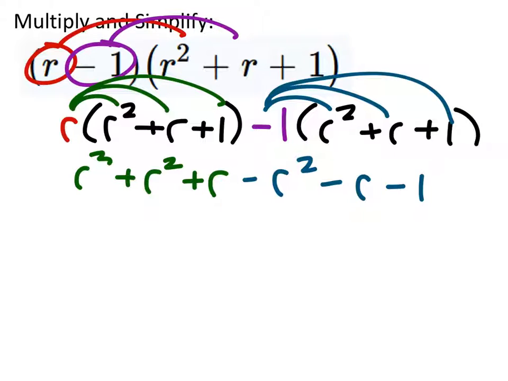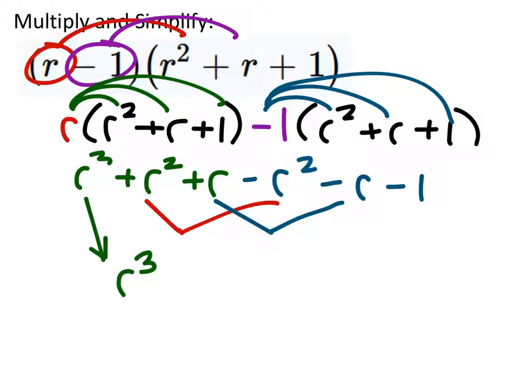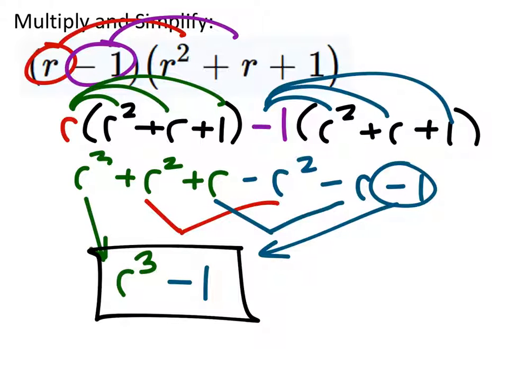So we're looking at the different terms to combine. Here I've got r squared minus r squared, which means they really just cancel out. As well as the r and the negative r right there. Those are going to cancel out as well. So what am I left with? I got the r cubed, which had nothing else to combine with, and then the negative 1 as well. These just stay, and that'll do it right there. You'll see this is a very unique case when multiplying trinomials.